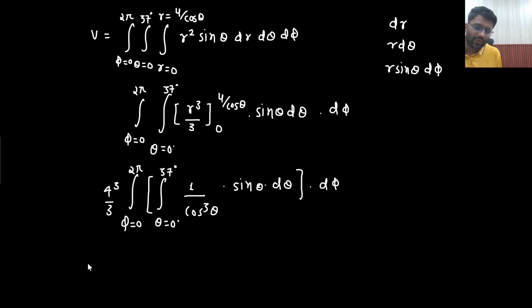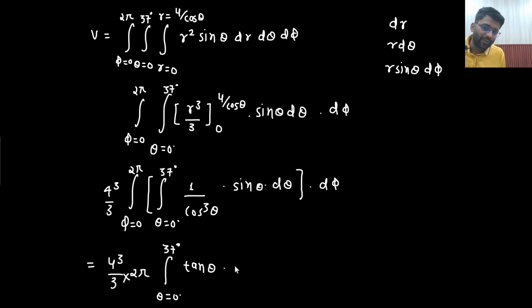What would that be? That would be 2 pi only. So 4 cube by 3, 2 pi will come outside, and this integration we need to solve with theta going from 0 to 37 degree. Now sin theta by cos theta will become tan theta. Then what remains is 1 by cos square theta, that will become sec square theta d theta. Right? Understandable? So this integration we need to solve.